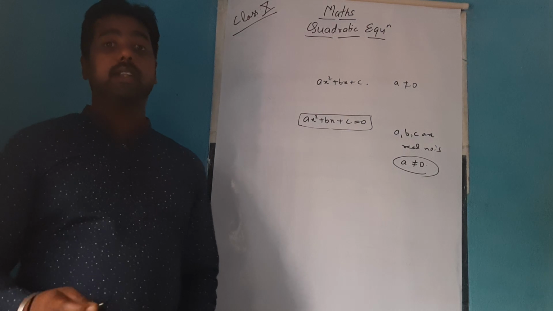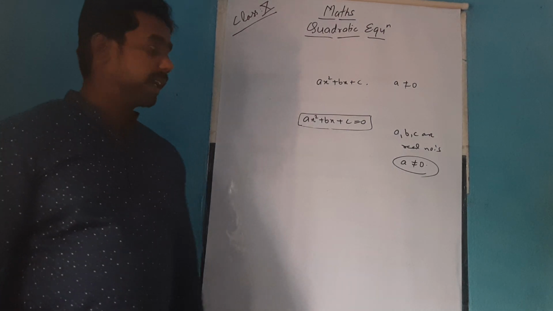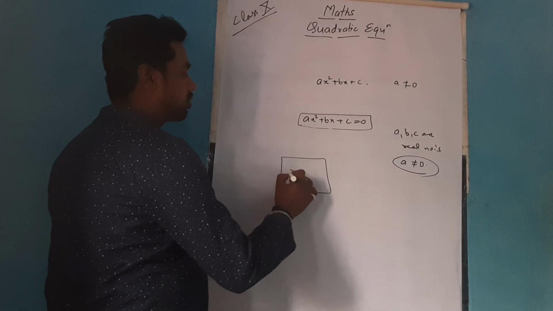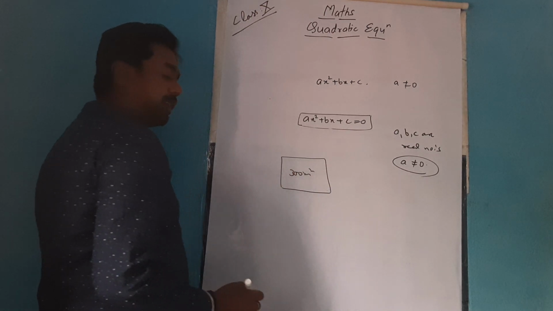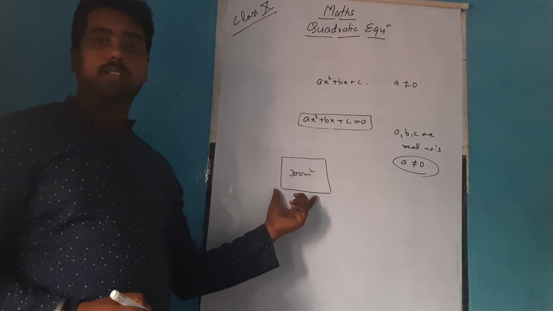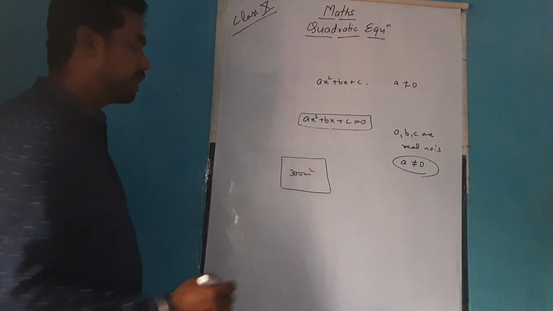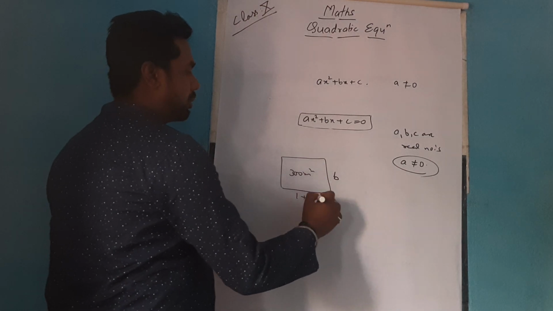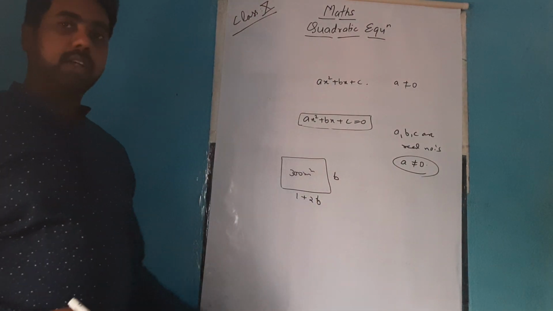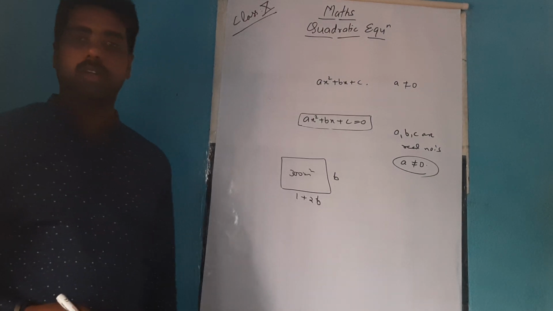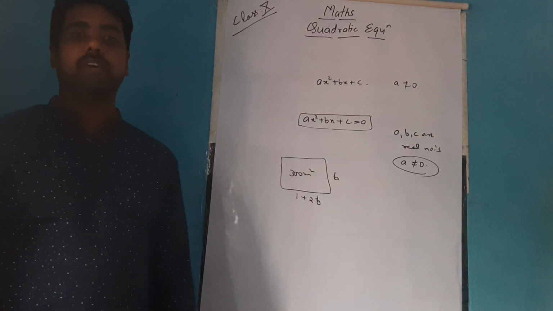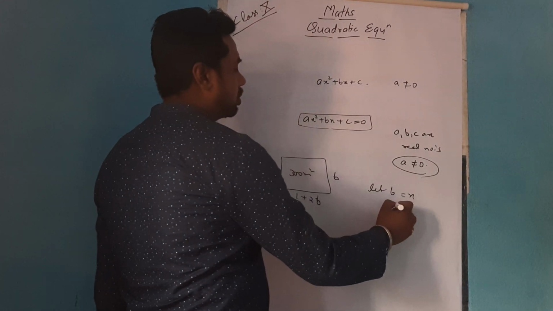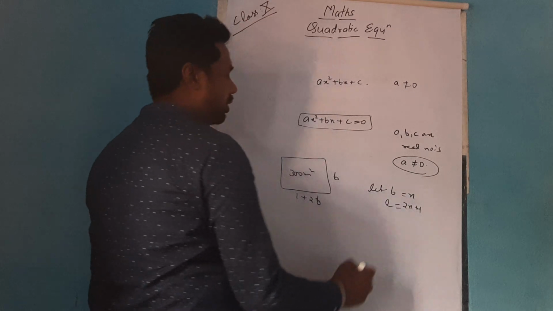How can you identify whether it is a quadratic equation or not? I can give you an example. Suppose an area to be carpeted is given as 300 meters square, and it is given that the length of this rectangular portion is 1 more than twice the breadth. It means if you represent the breadth as b, the length becomes 1 plus 2b. We can also show it in the form of a variable: let the breadth be x, so the length becomes 2x plus 1.